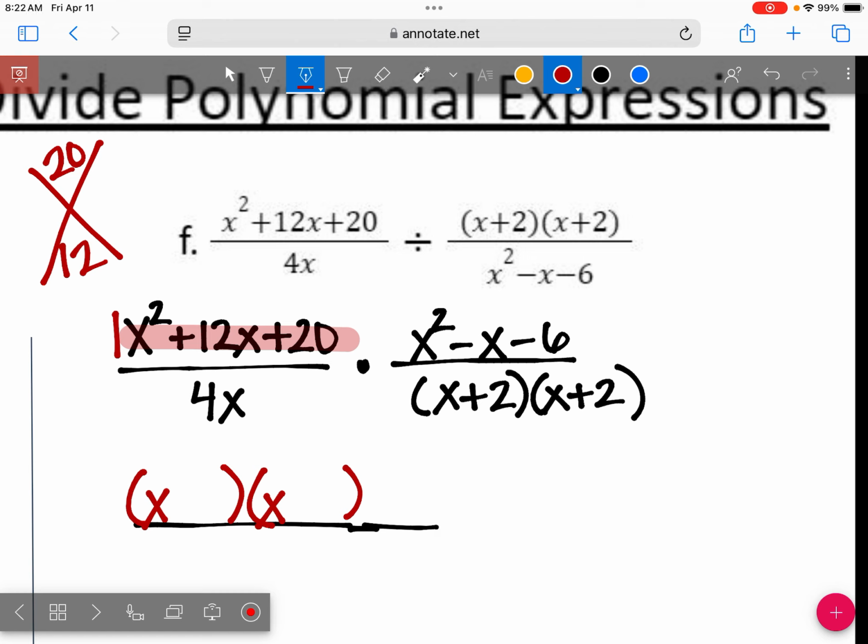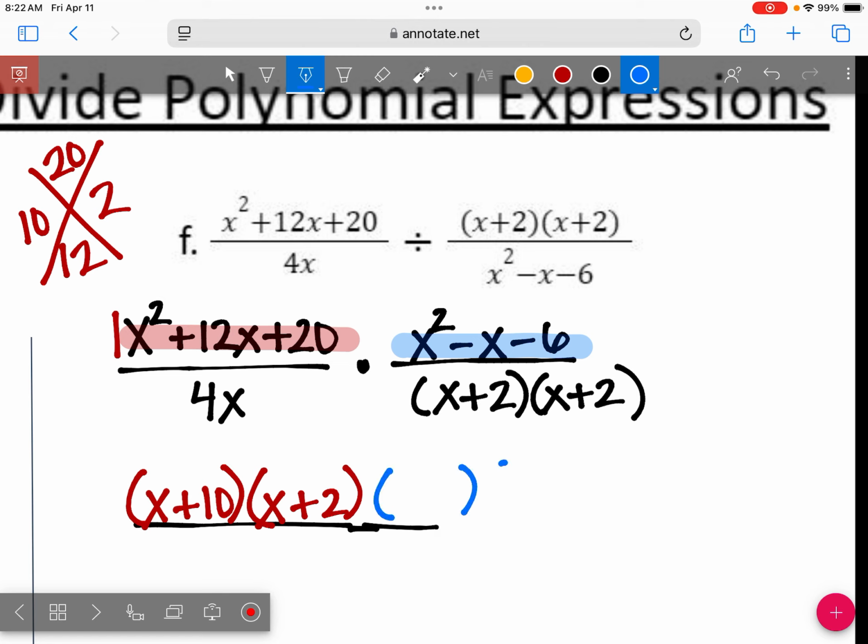Juan, what did you come up with? 2 and 10. Both positive. So I'm going to put a plus 10 and a plus 2. Now let's look at the other half of my numerator, which is here. That can also be factored down.